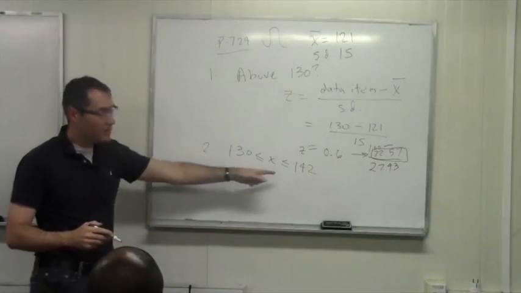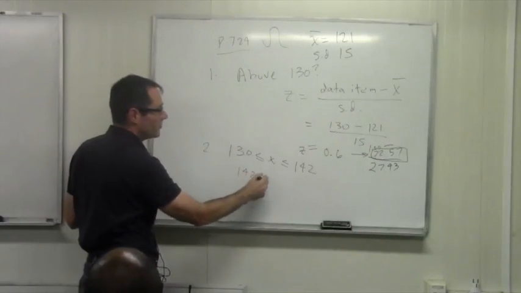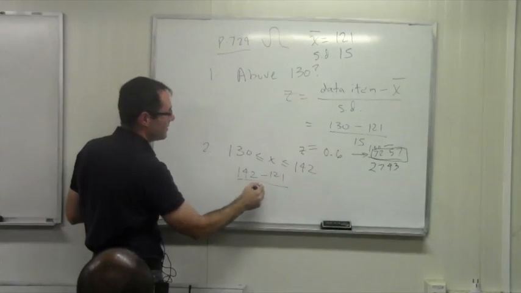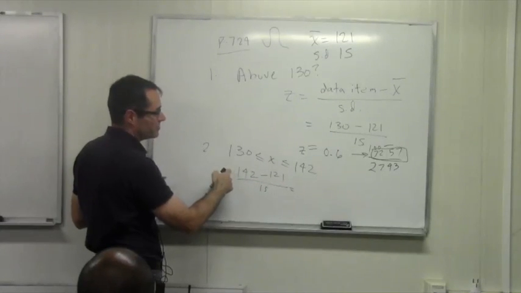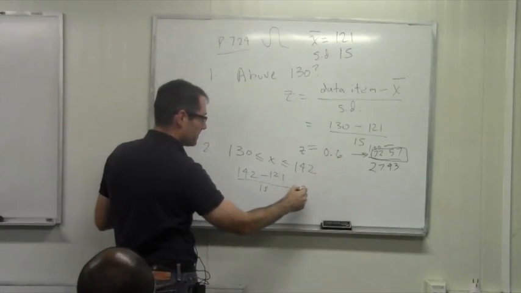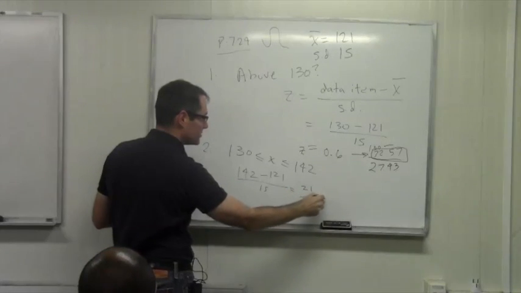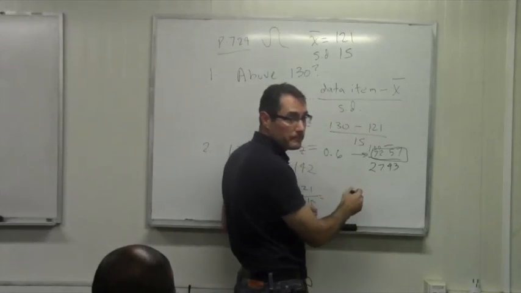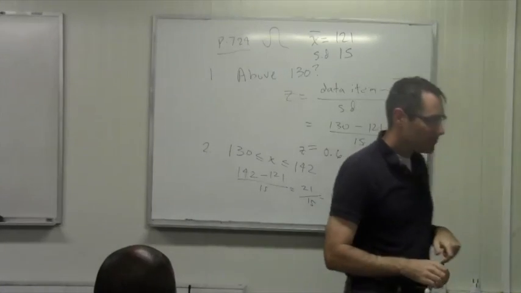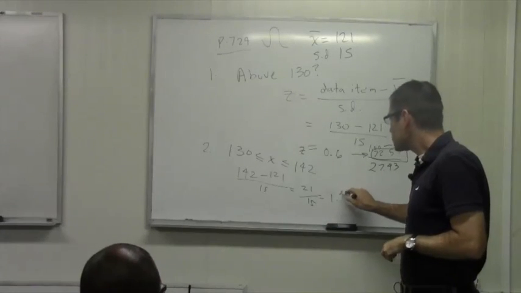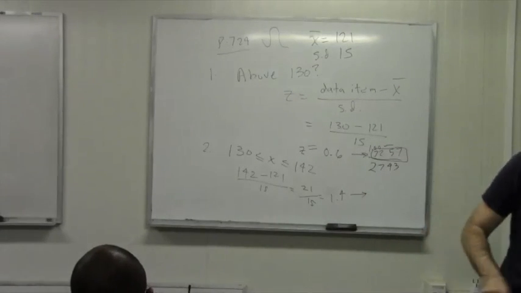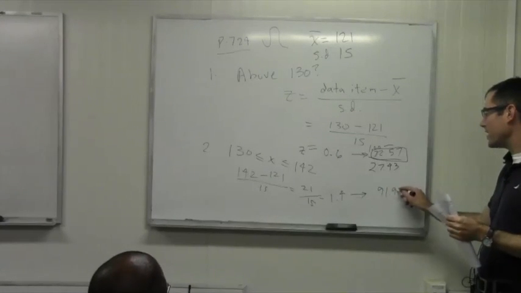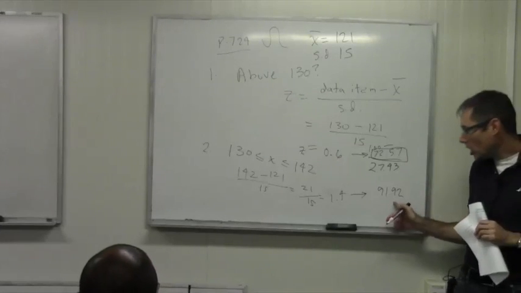Okay. And then above 142. So you do 142 minus 121 divided by 15. 142 minus 121 is 21. 21 divided by 15, which is what? Sorry, what is it? 1.4. So you look at 1.4 on the table, and you find that one is 91.92. That's the percentage below 142.